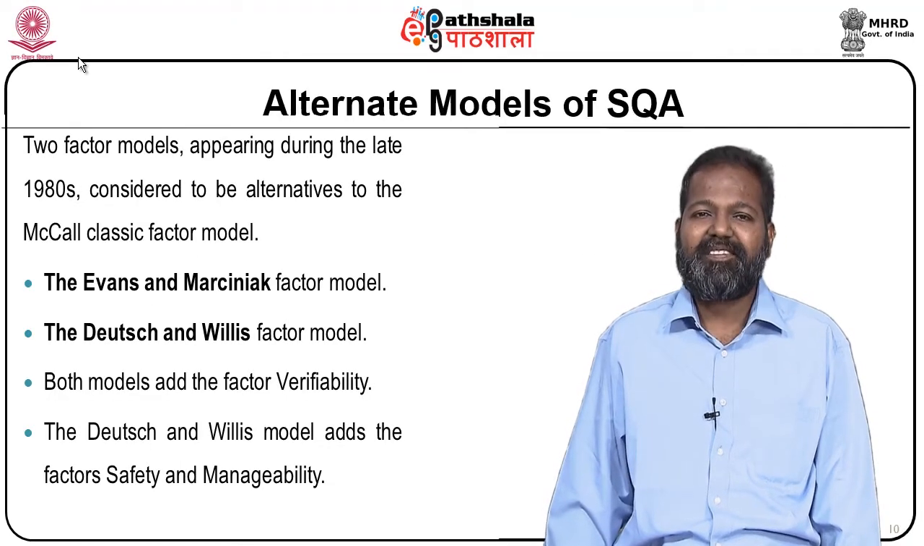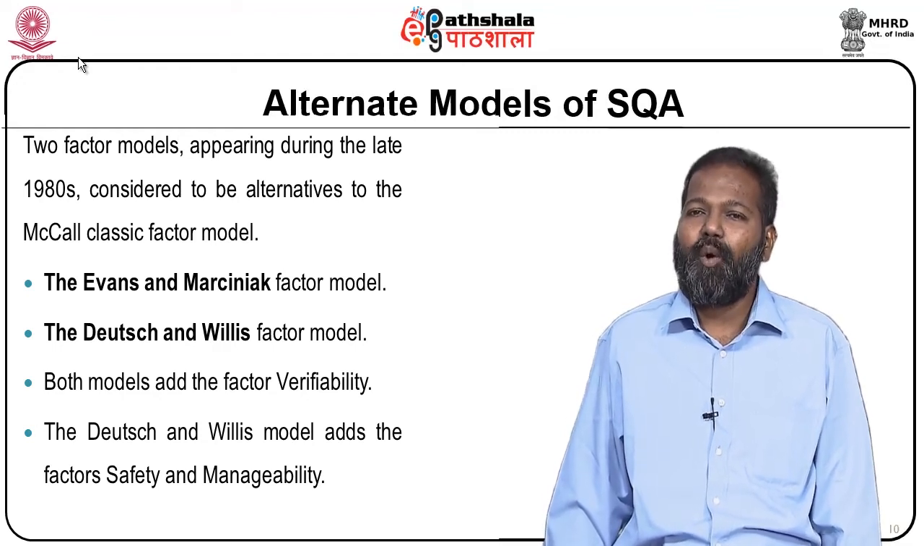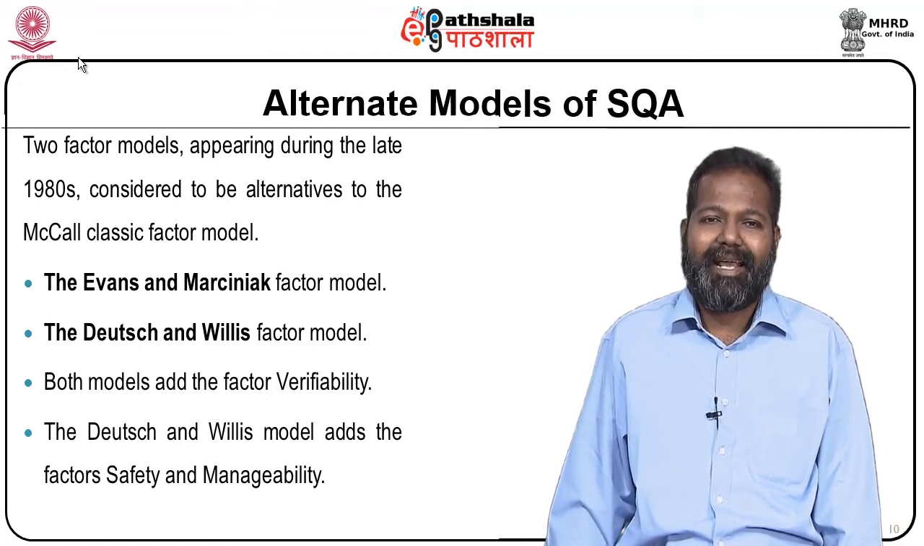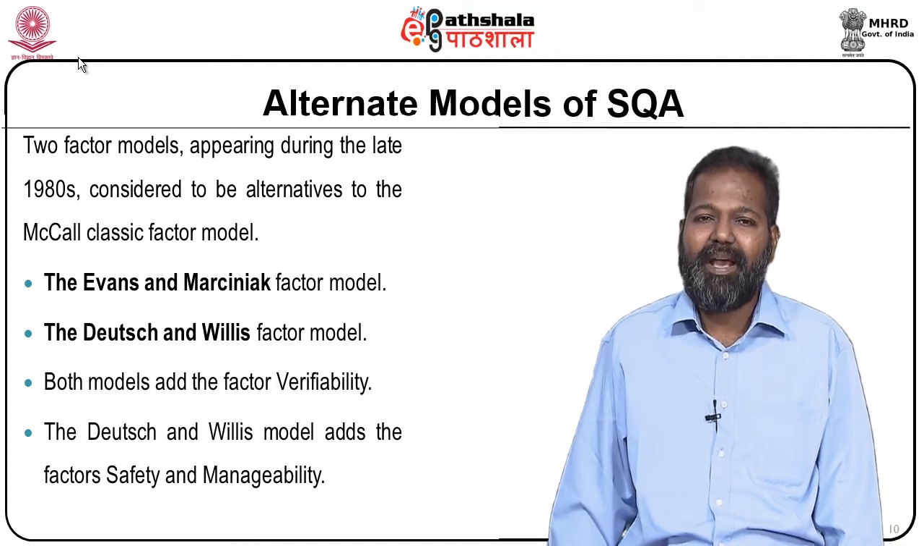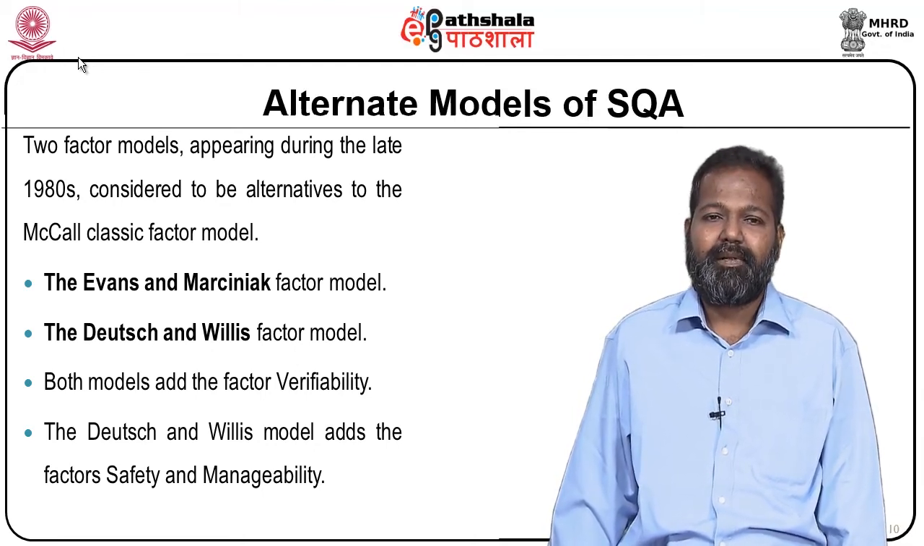We have also discussed in the previous lecture the alternate models of software quality assurance. Two factor models appearing during the late 1980s are considered to be alternatives to the McCall classic factor model: the Evans factor model and the Wills factor model. Both models add the factor verifiability. The Wills model adds the factors safety and manageability.